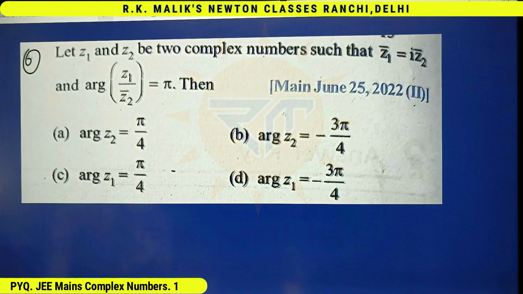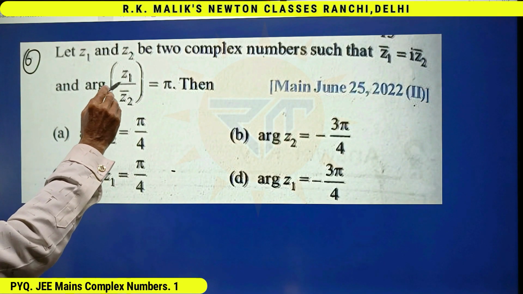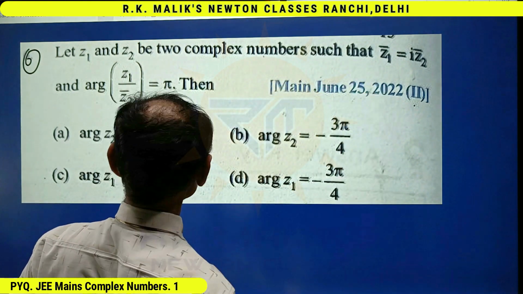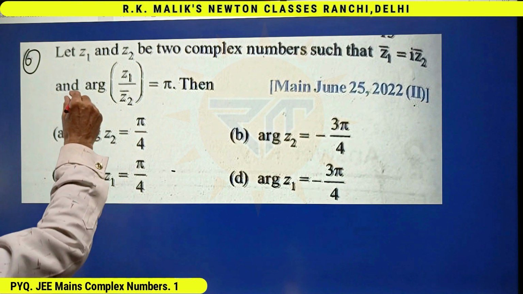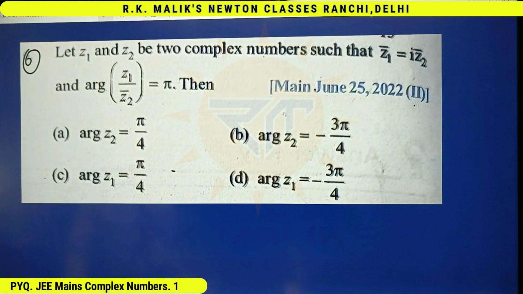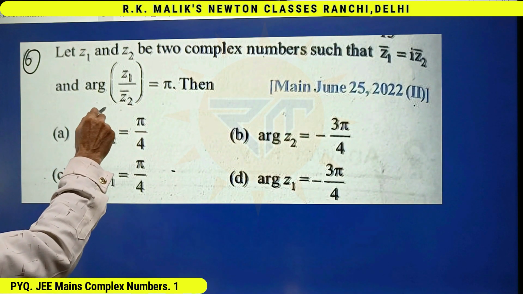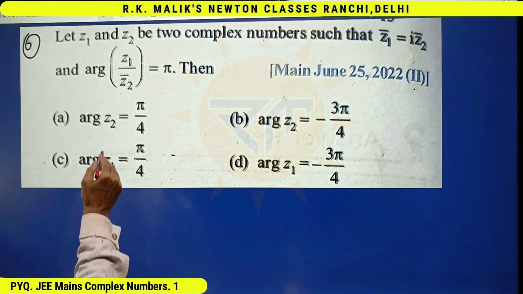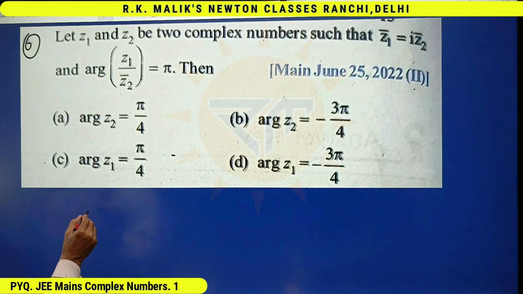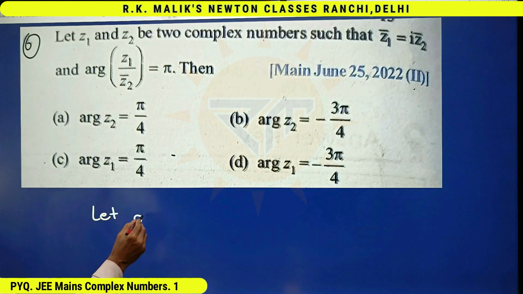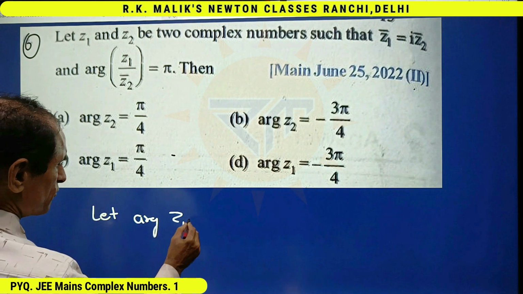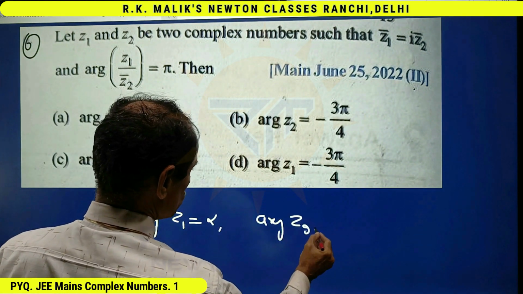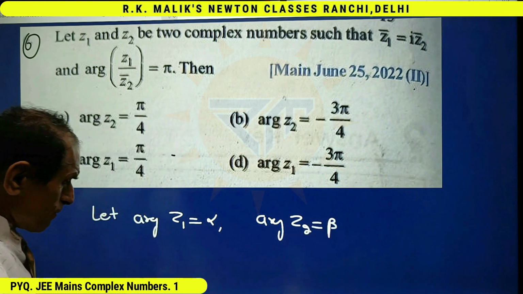In this question, it is given that let z1 and z2 be two complex numbers such that z1 bar is equal to i z2 bar. Then argument of z1 upon z2 bar is pi. Then you have to find the correct choice. To find the correct choice, let argument of z1 equal to alpha and argument of z2 equal to beta.